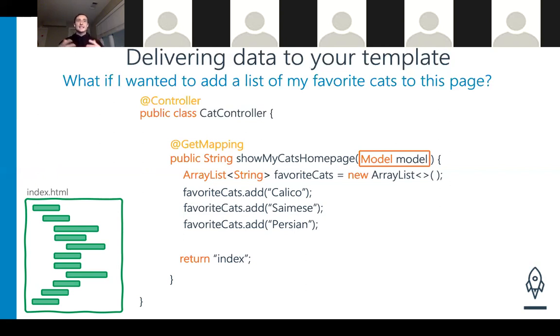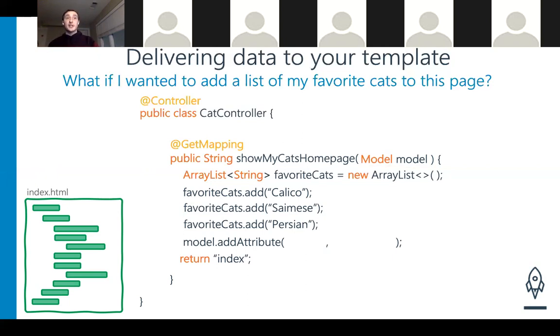So if I want to take this list and send it over to my HTML for my template to use, what I do first is I put model.addAttribute. This is saying I want to add a specific attribute to my template so I can use it over there.